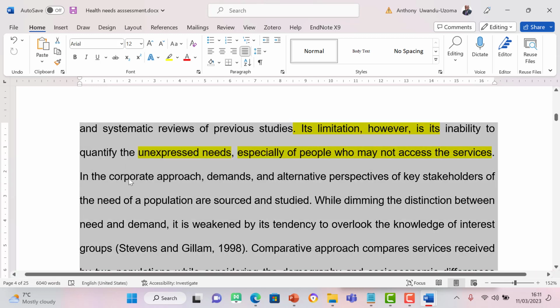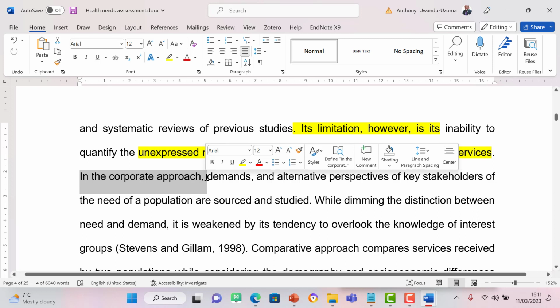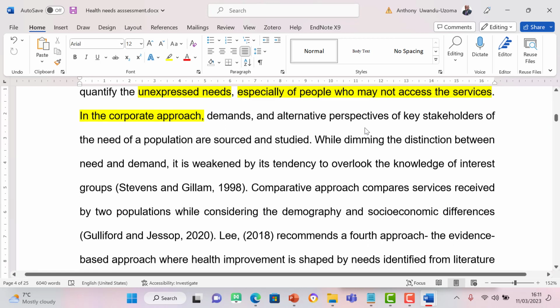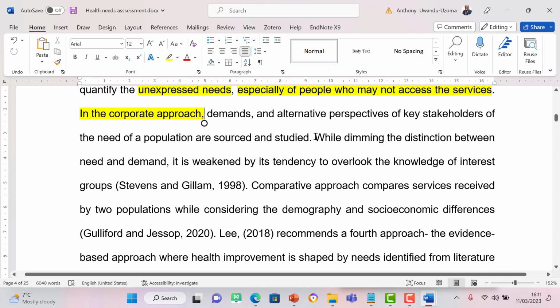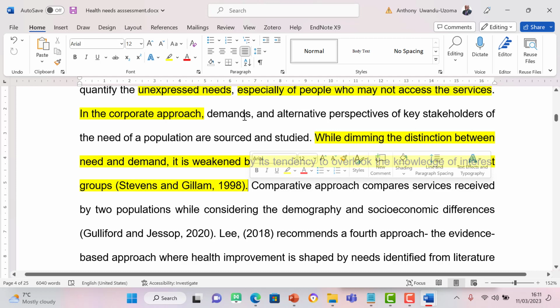The corporate approach. Remember, the whole essay is not for you to start to critically analyze the approaches, but you just have to mention it in a paragraph. So the corporate approach demands different perspectives. Now, this is the critique. While deeming the decision between need and demand, it is weakened by its tendency to overlook the knowledge of interest. So that is the critique. Being able to add a critique is what makes your essay critical.